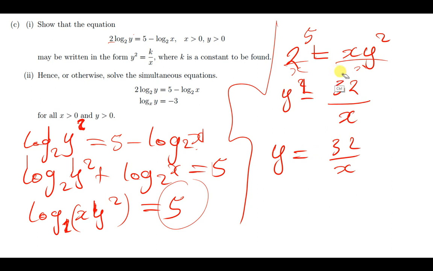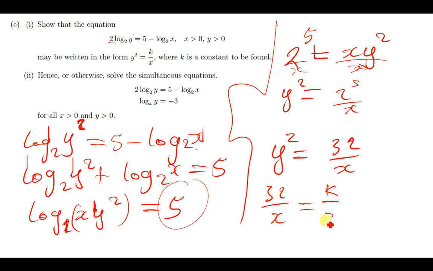Or before I write the answer y squared is equal to 32 over x, let me write the way it was. So this is 2 to the power 5 over, when you divide by x on this side and this side, so 2 to the power 5 is the one that is giving us 32 over x. So y squared is equal to 32 over x. So they are saying k is to be found. So we equate y squared to y squared, meaning 32 over x is equal to k over x. This x and that x can cancel, and hence the value of k is simply equal to 32.